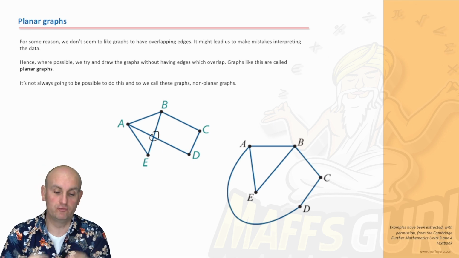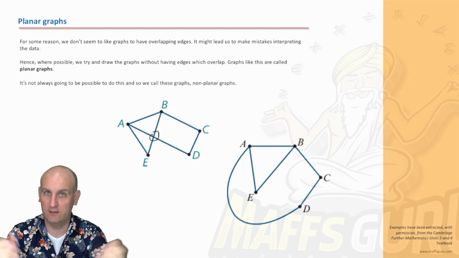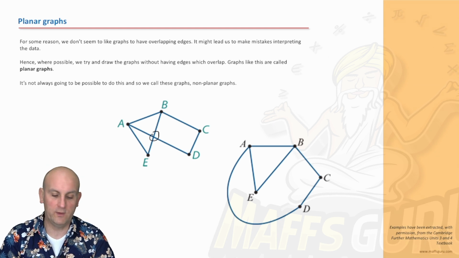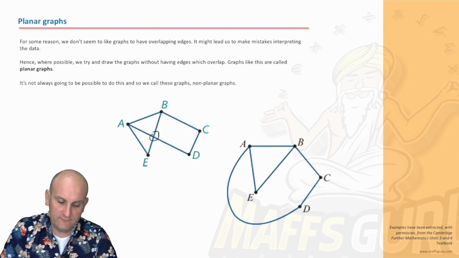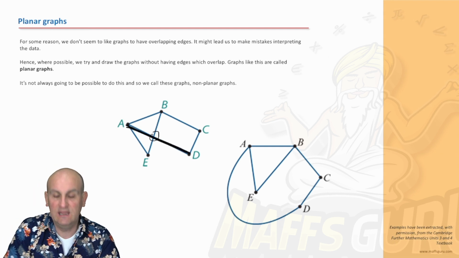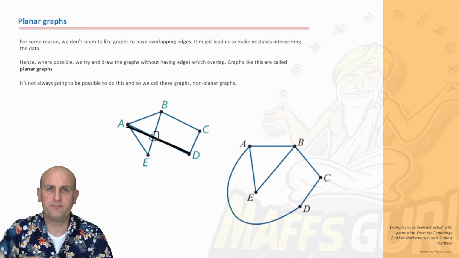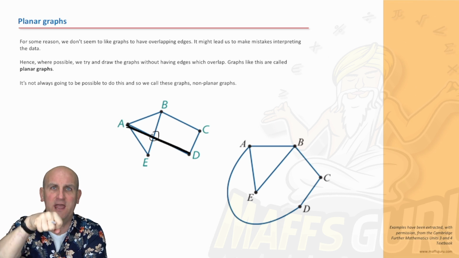Also, by redrawing these, we can use something called Euler's rule. Ooh, who's Euler? A lot of people say it's not Euler, it's Euler. Anyway, planar graphs are graphs that can be drawn the same way. The way I think of this is if you look at what they've done, they've taken this line here, A to D, and you can think of it like an elastic band, or rubber band in Australia, where you just grab it and stretch it over.